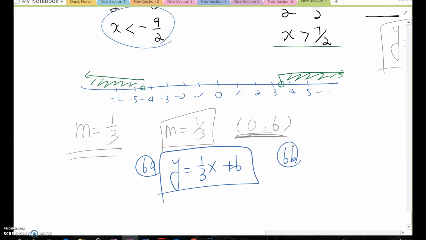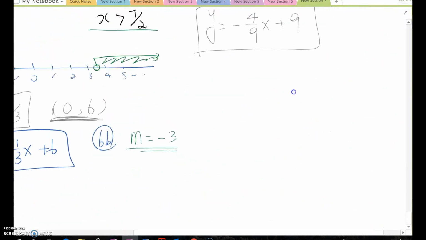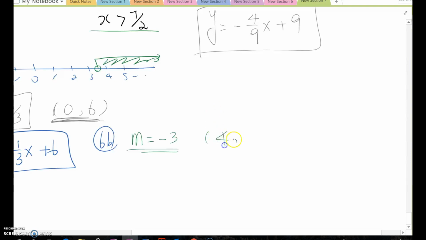Now 6b. 6b is a little bit different because it is perpendicular. So what was the key point of perpendicular? Yes, the slope becomes the opposite and reciprocal. So the perpendicular line slope must be m equals the opposite reciprocal, which means negative 3. And then what is the passing point, which is 4, 3. So the line passes through 4, 3 here. So now we can use the point slope formula and then find the equation of the line.